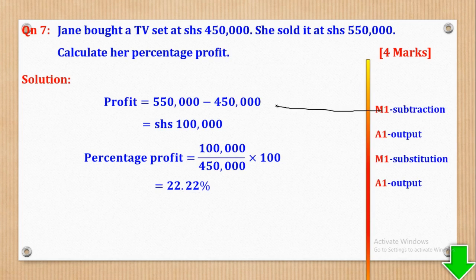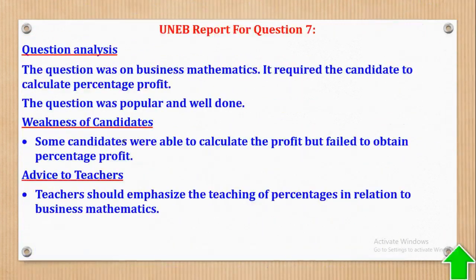So this is M1 for subtraction and A1 for the output to get profit, M1 for substitution and A1 for the output to get the required percentage. The question was on business mathematics, and it required the candidates to calculate the percentage profit. The question was popular and well done. Popular means that it appears frequently in the previous past papers, and well done means that most students who attempted it got it correct.